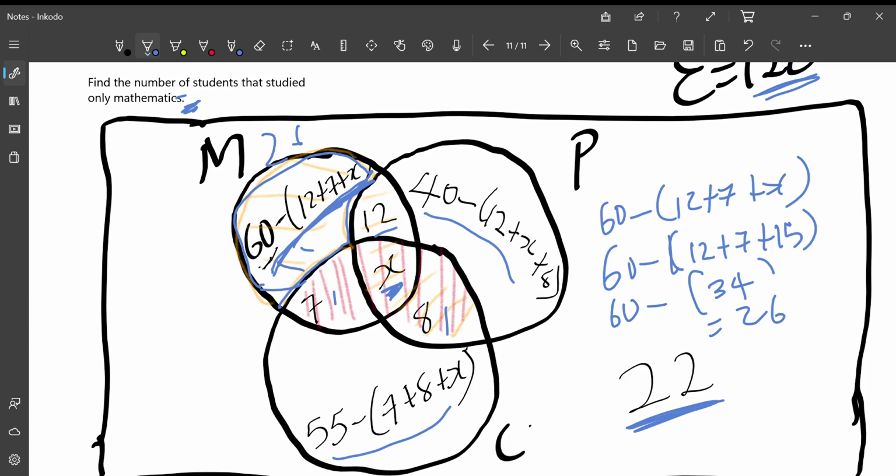You can also be told to solve for physics. It's the same thing. This is the only physics aspect. All right, this is only chemistry. So it's all about learning how to interpret it in a Venn diagram. Know which side belongs to which side. Know which side belongs to only mathematics. Know which side belongs to only maths and physics, only maths and chemistry. Once you do that, you have no problem.